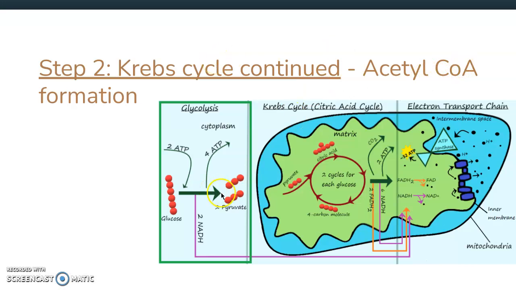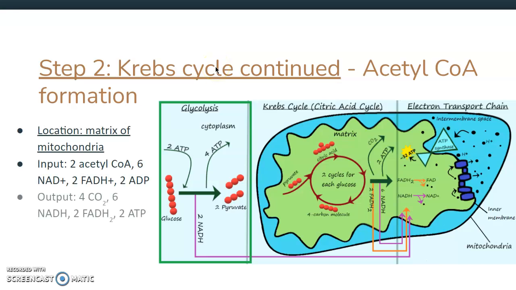There's our first step, which is that we also need to get our acetyl-CoA formation. So the Krebs cycle has a few steps within it, but we also need our acetyl-CoAs. Sorry, let me start over. Our location is still the matrix of the mitochondria.